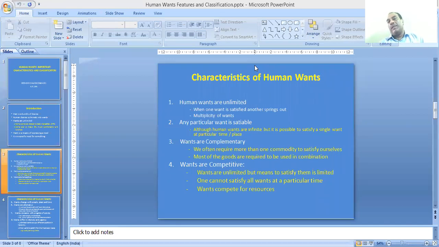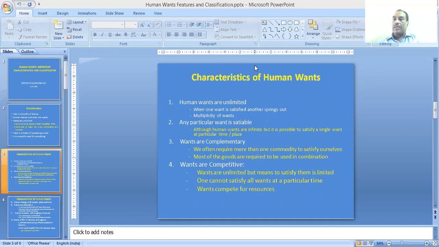Suppose you have a bike. Having a bike is not enough. You also need petrol, fuel to run that bike. So we need two goods to run that bike. So this is complementarity.